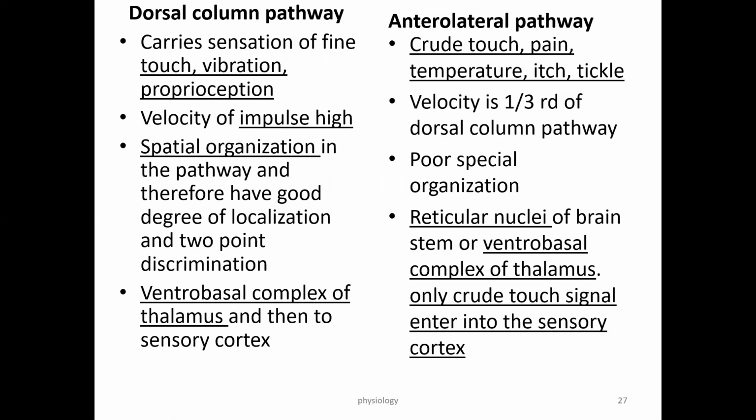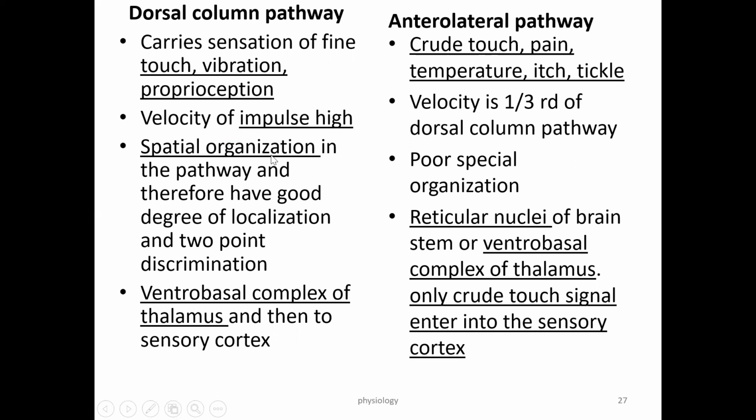Now you may have a short answer question on this: differentiate between the dorsal column pathway and the anterolateral pathway. The first is function. The dorsal column pathway carries fine touch, vibration, and proprioception sensation, while the anterolateral pathway carries crude touch, pressure, pain, temperature, itch, and tickle sensation. Velocity of impulse in the dorsal column pathway is very high, while in the anterolateral pathway it is one third of that of the dorsal column pathway.